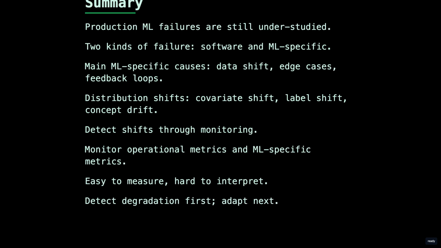Finding that performance has dropped is only the first step. The next question is how to change the system safely as the environment changes, and that sets up the transition into the next chapter.